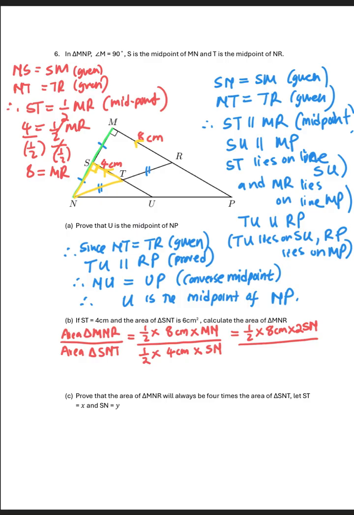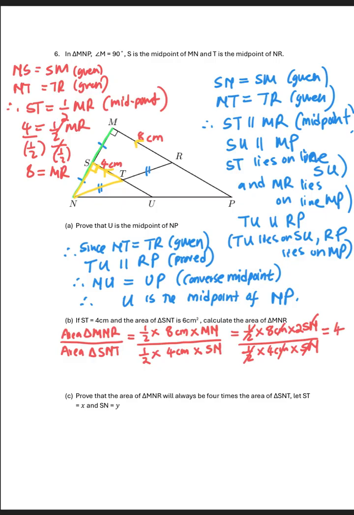So divide by 1 over 2 times 4 centimeter times SN. Then now we can cancel out some things. 1 over 2 will cancel with 1 over 2, centimeter will cancel with centimeter, and then SN will cancel with SN, and we are left with 8 times 2 over 4. 8 times 2 over 4 is how much? 8 times 2 is 16, and then 16 divided by 4 is 4. So we have 4 here.